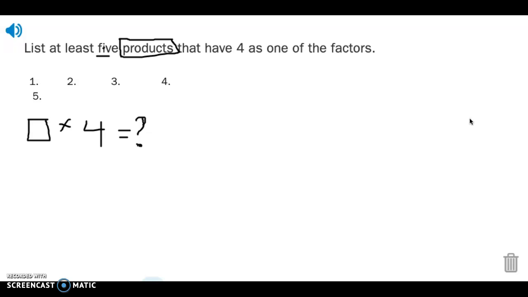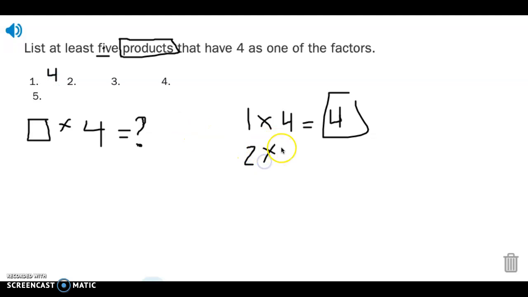Okay, if you're listening to me, that means that you found 5 products and you have 1 through 5 filled in. Well, what's one way we could have figured this out? Well, let's see. If I did 1 times 4, I know that the product is 4. So 4 would be one of them. Well, what if I just go down the line and I go 2 times 4? Those are my factors, 4 as one of the factors, equals 8. Okay, 8 is my product. So if 4 is one of the factors, 8 would be a product.